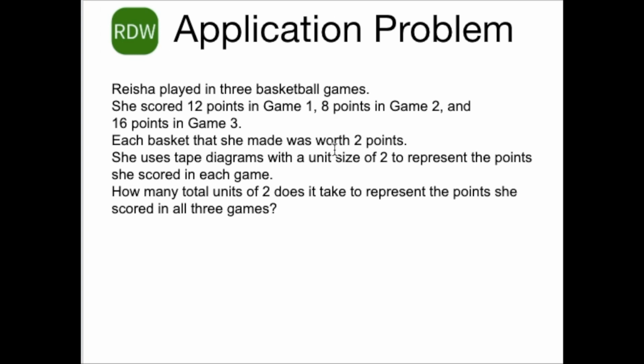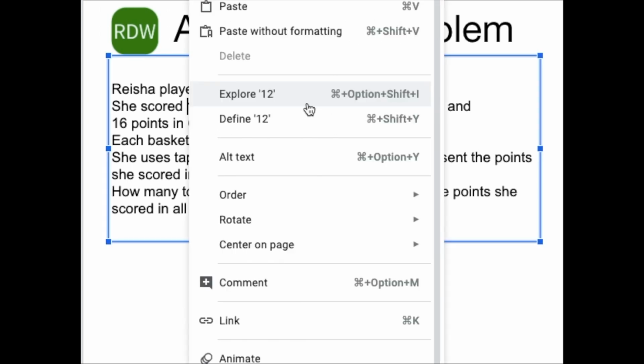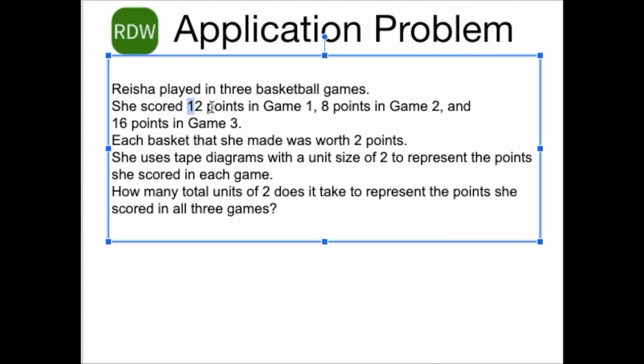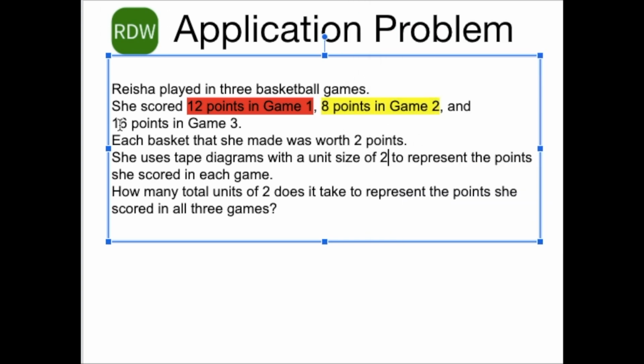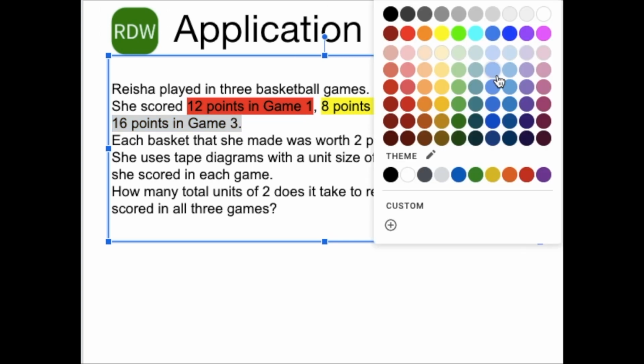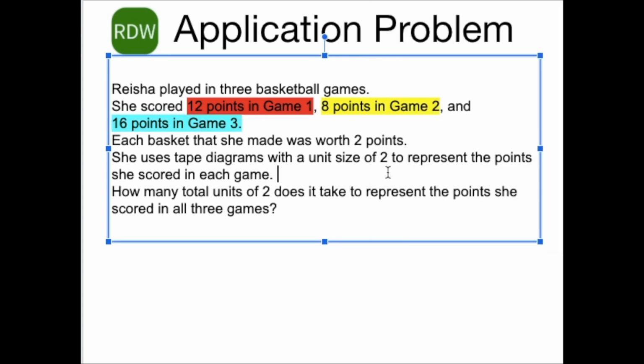Risha played in 3 basketball games. She scored 12 points in game 1. She scored 8 points in game 2. And 16 points in game 3. Each basket that she made was worth 2 points.